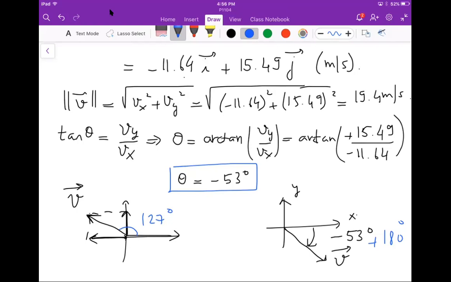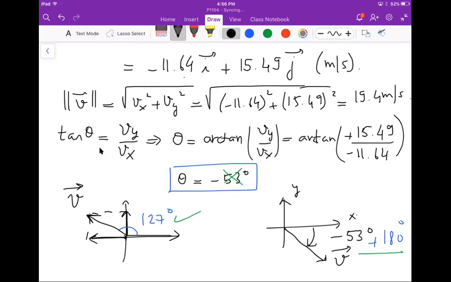So in this case, we can deduce that this is not the correct value of theta. Theta should be equal to this minus 53 plus 180, so that we can get the right value, which is 127 degrees. So that's it for this example. Now we are going to move to the first problem.